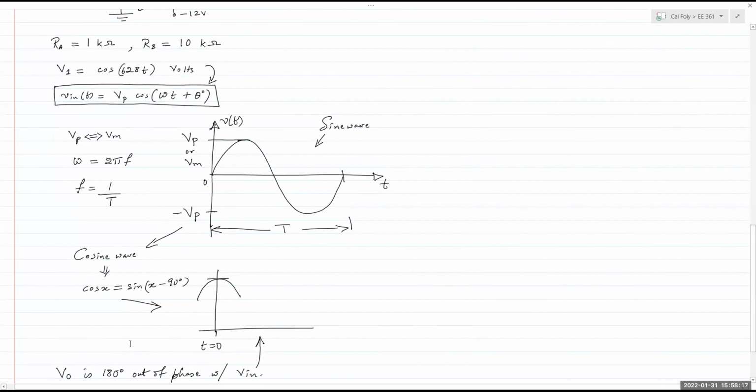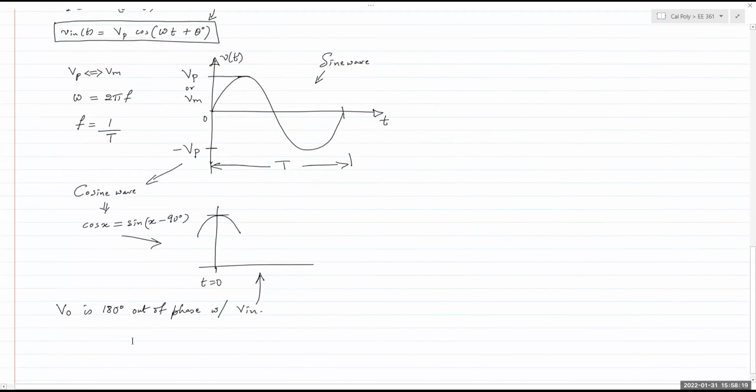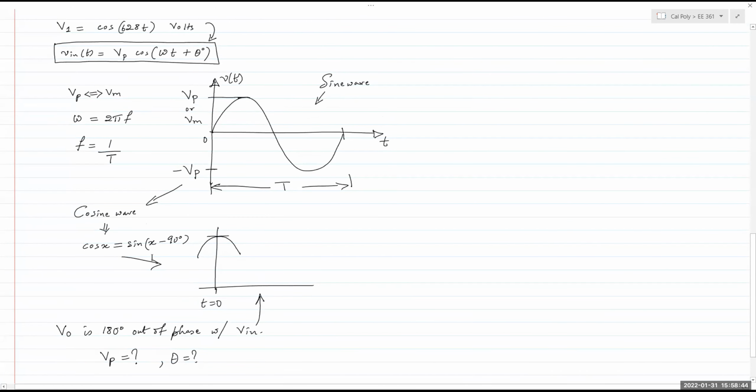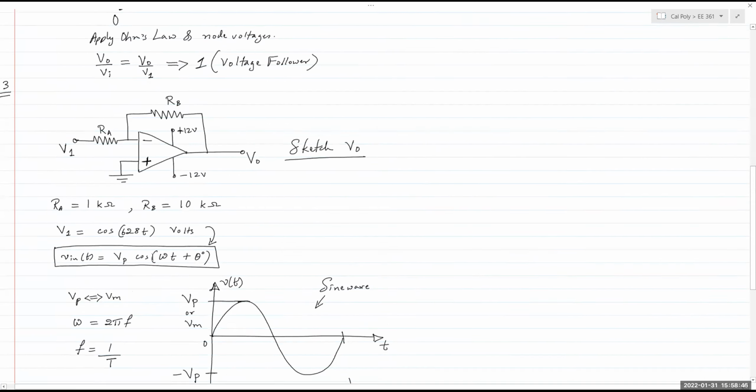Okay, for the output waveform, you need to calculate Vp, right? The peak value of the voltage for the output. Omega, of course, remains the same. And then, of course, the phase, right? Phase, of course, is 180 degrees out of phase of the input. Calculate, find out the input phase, and then just add in minus 180. All right, so that's Prelab number 4.